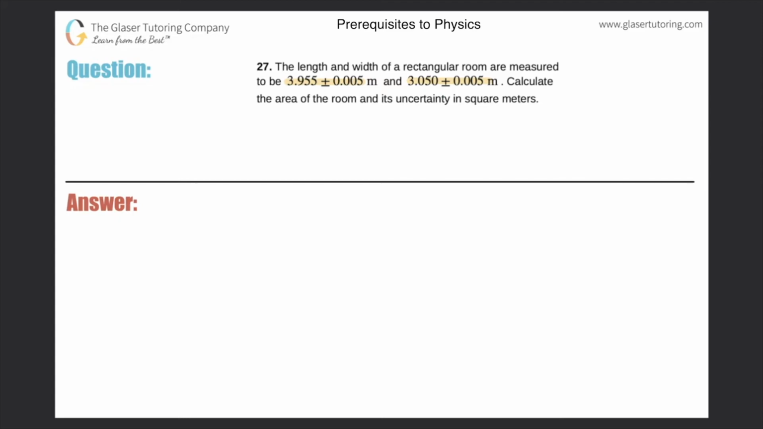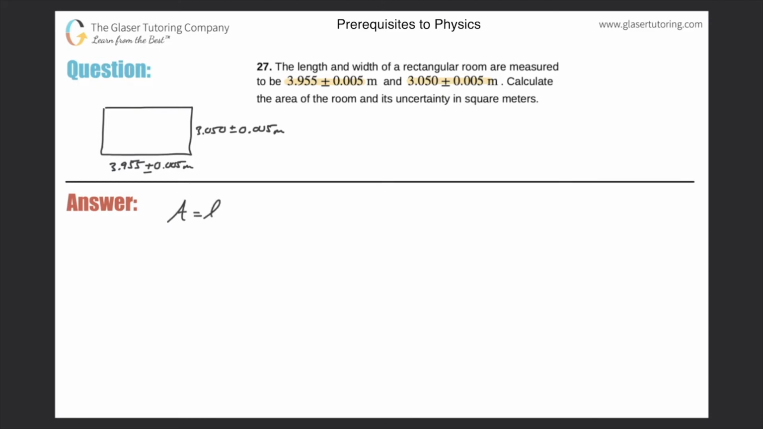Okay, first thing, let's just draw a quick picture. So we have a rectangular room, and one side measures 3.955 plus or minus 0.005 meters, and the other side measures 3.050 plus or minus 0.005 meters. Great. So it's asking us to calculate the area and its uncertainty. So let's just focus on the area first.